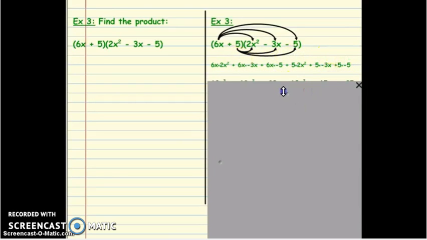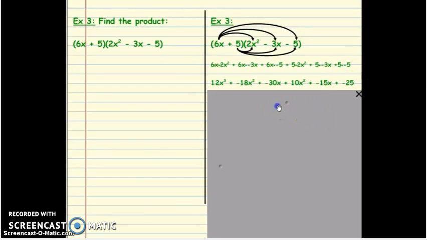Let's go ahead and do the math and simplify these. 6x times 2x squared gives us 12x to the third power. 6x times negative 3x is going to give us negative 18x squared. 6x times negative 5 is negative 30x. 5 times 2x squared is 10x squared. 5 times negative 3x is negative 15x. And then 5 times negative 5 is negative 25.